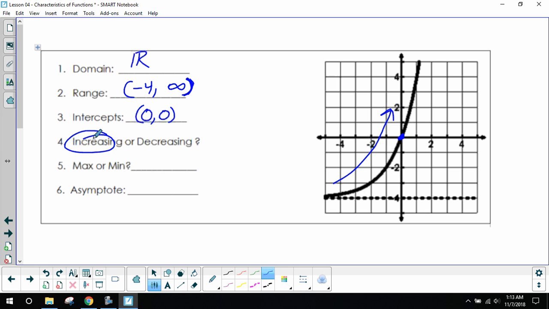Not necessarily, because it goes up forever. Minimum, same thing. It's always constantly getting lower forever. So that's no max and no min. So I put NA, not applicable. Asymptote, we just discussed it to be at -4. Yep, we should be able to fly through that easy.